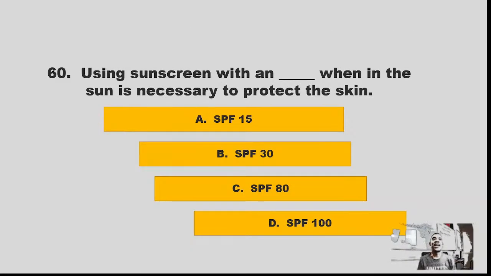Using sunscreen with an blank when in the sun is necessary to protect the skin. Is it SPF 15, 30, 80, or 100? So using sunscreen with an blank when in the sun is necessary to protect the skin. So is it 15, 30, 80, or SPF 100? What do you think? Give you a couple of seconds to think about that. And if you chose B, SPF 30, then you are correct.